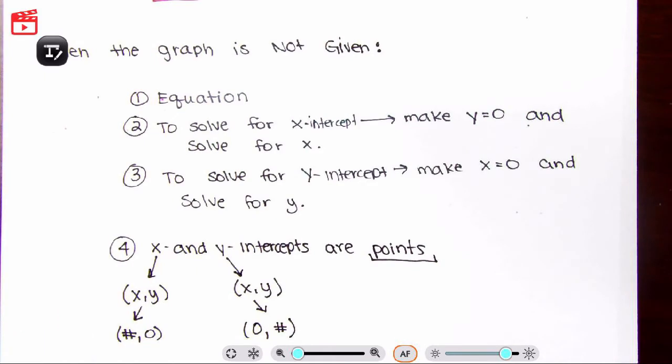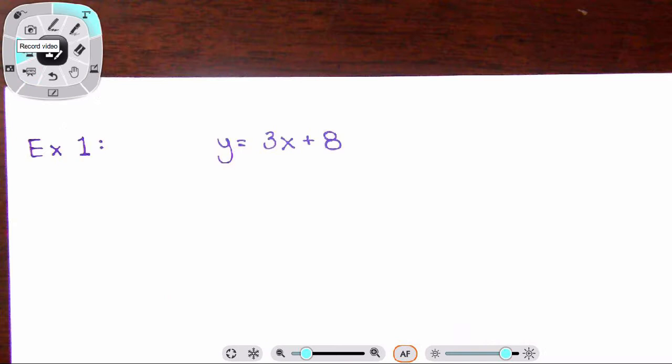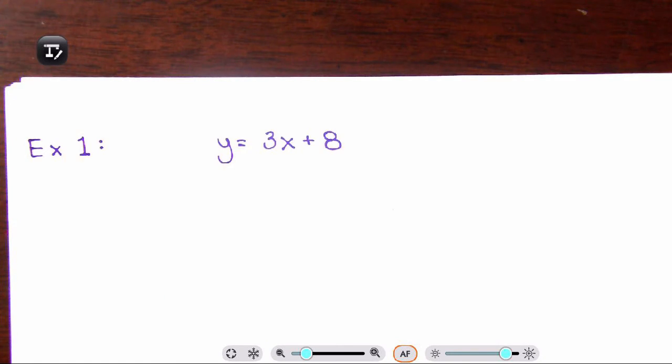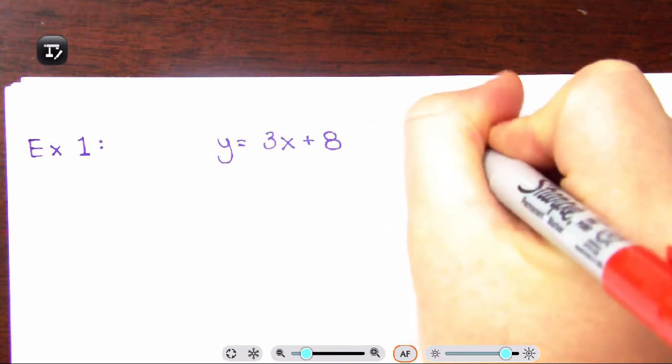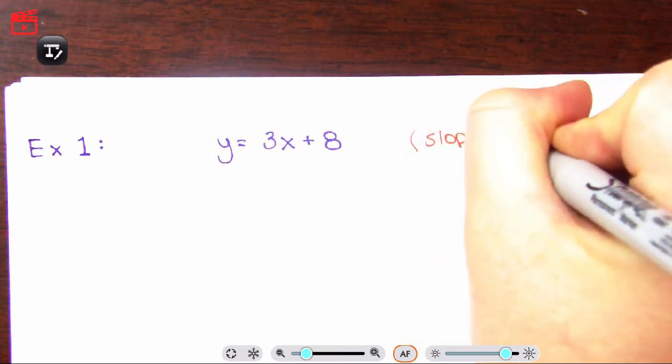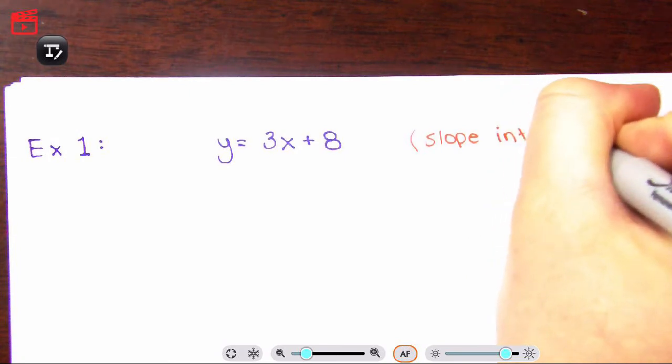All right, beautiful people, let's do some examples. Let's go ahead and go through some examples. Now, example number 1, this equation is in slope-intercept form.